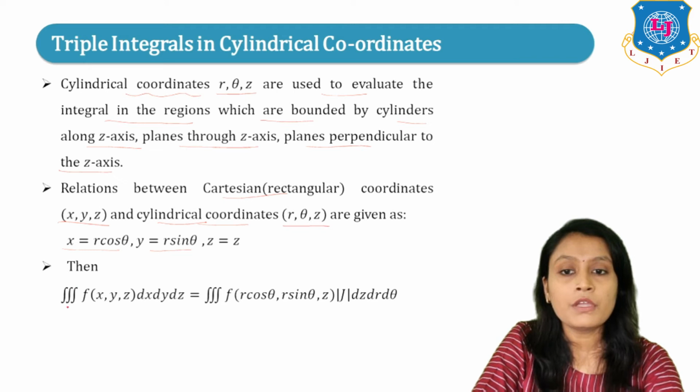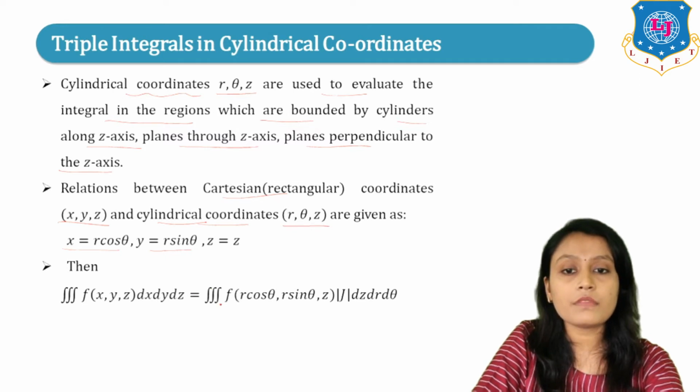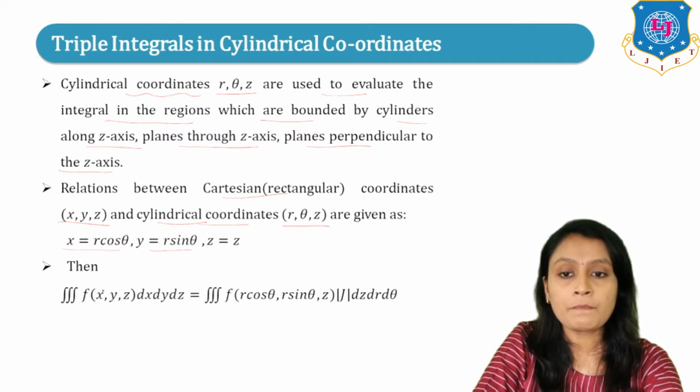So this triple integration f of x, y, z dx dy dz will become triple integration f of, in place of x we write r cos theta, so r cos theta, r sin theta and z, and we have this Jacobian, that is mod J dz dr d theta, where this Jacobian is del of x, y, z upon del of r, theta, z.